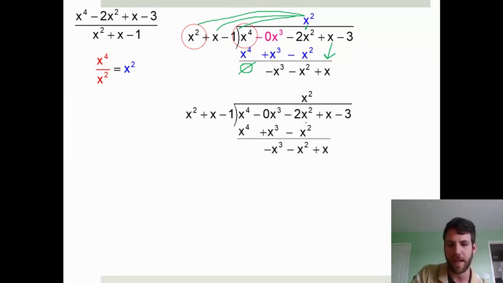So now in the next part of the problem, you can see that everything just copied down. So now we have to do x squared into negative x cubed.